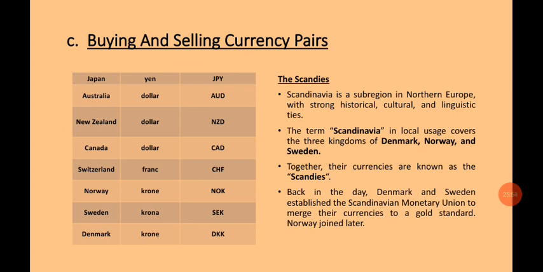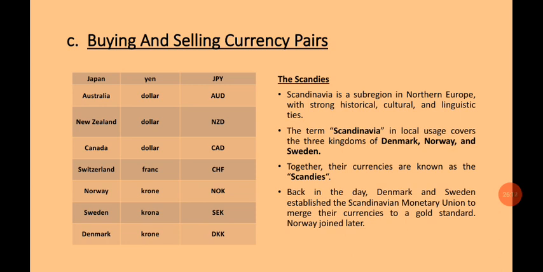Scandinavia is a sub-region in Northern Europe with strong historical, cultural, and linguistic ties. The term Scandinavia in local usage covers the three kingdoms of Denmark, Norway, and Sweden. Together, their currencies are known as the Scandis.